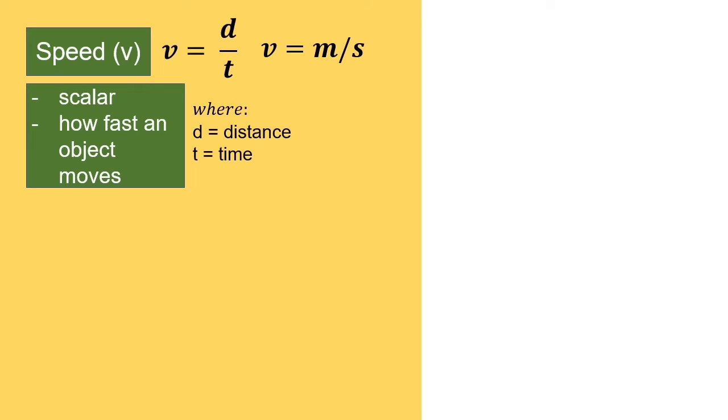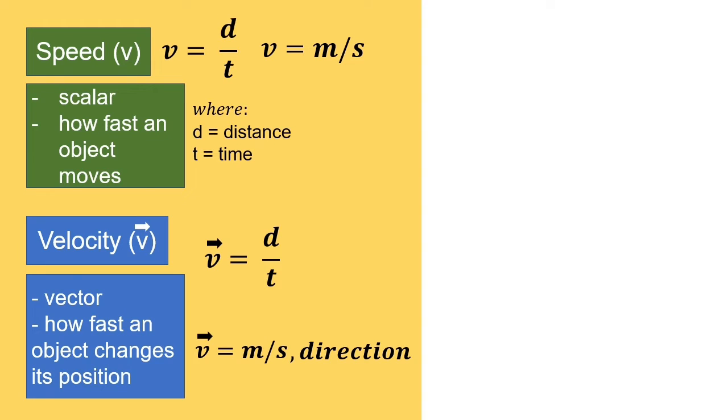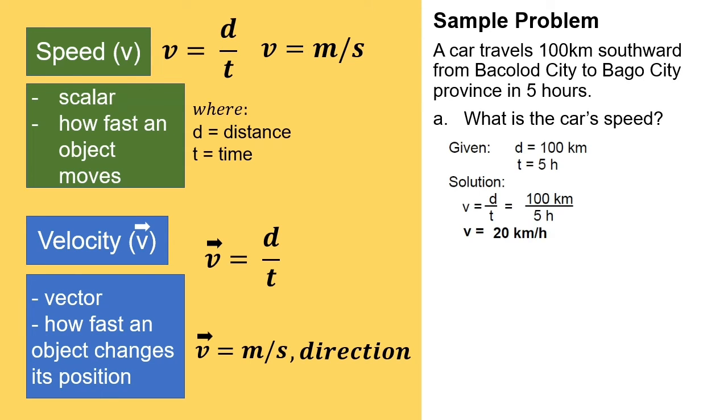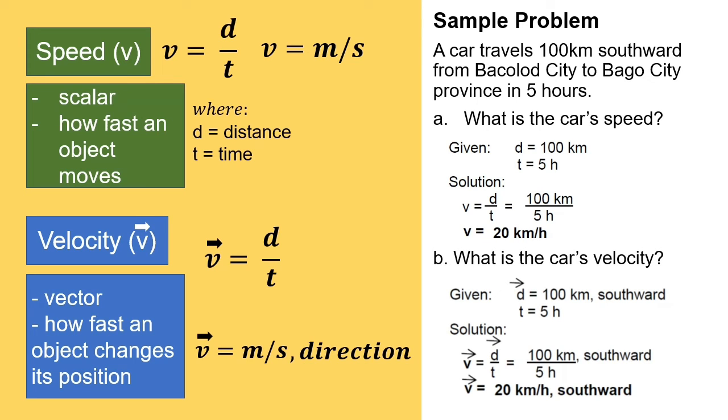Speed is a scalar quantity. It refers to how fast an object moves, while velocity refers to how fast an object changes its position. As you can see, in the equation v equals d divided by t, where v equals speed, d equals distance, t equals time, the SI unit of speed is meters per second, while velocity will have meters per second and direction. The last quantity is acceleration.